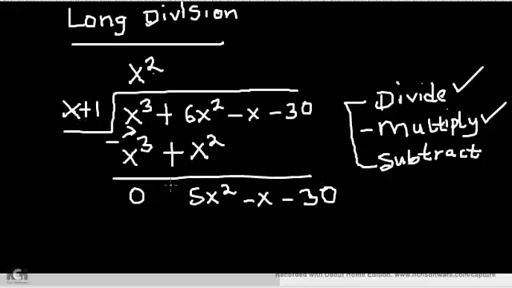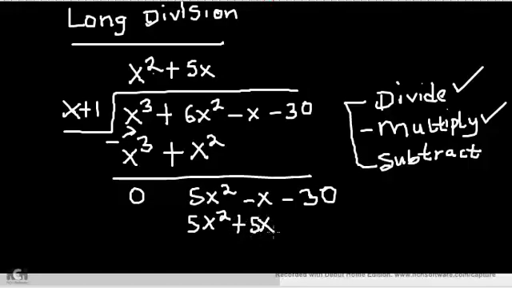Okay, so let's divide again. The next division, I'm having 5x squared divided by x. Of course, that's going to be plus 5x. Then the next is I'm going to multiply 5x multiplied by x. That gives me 5x squared. The same, 5x multiplied by plus 1, I'm having 5x.